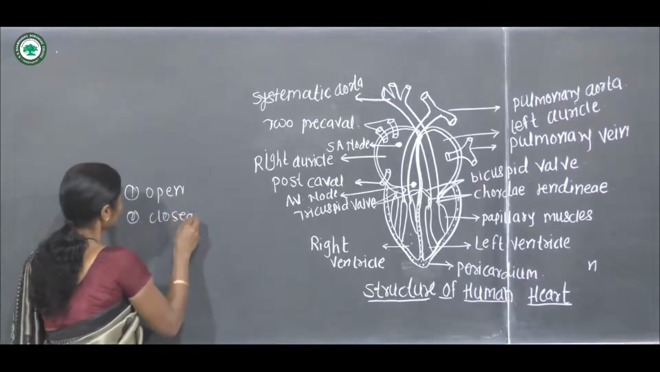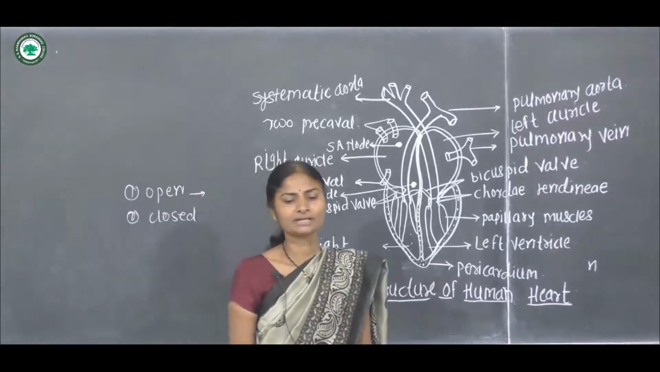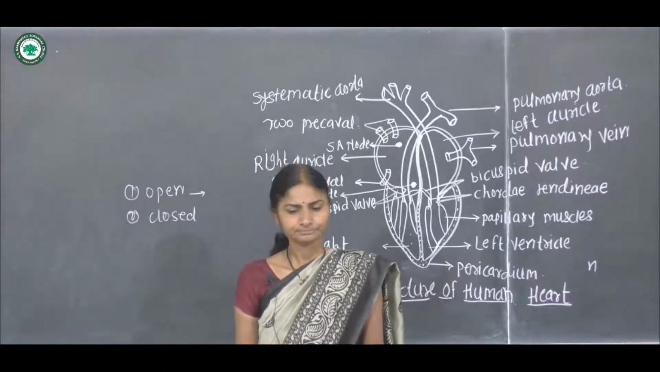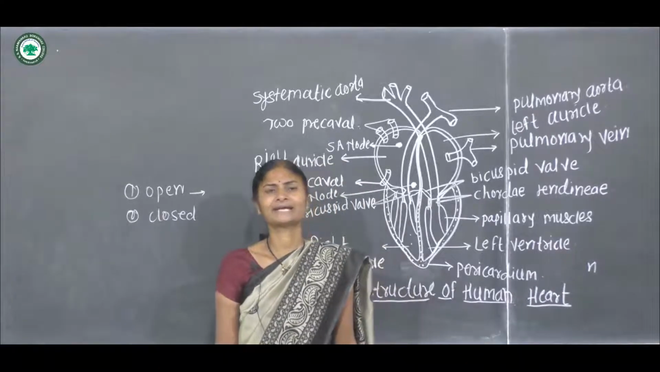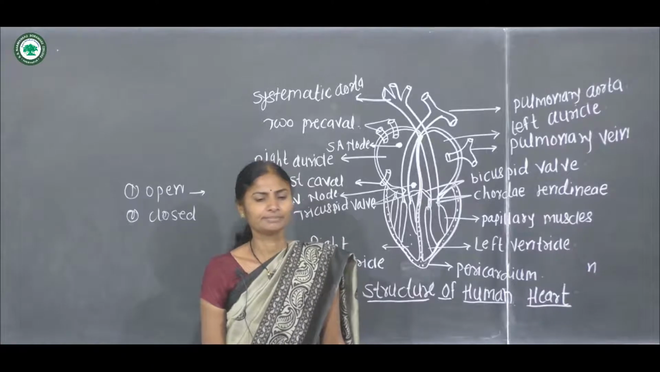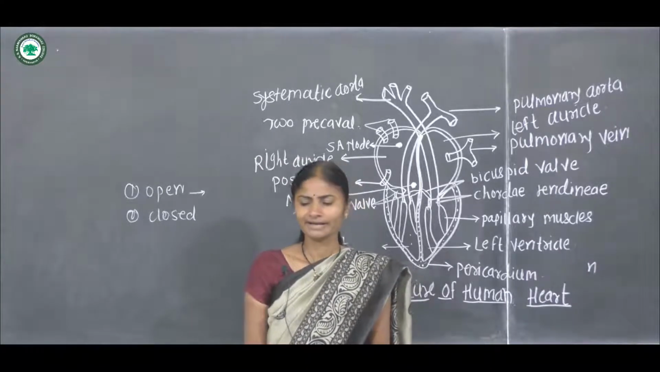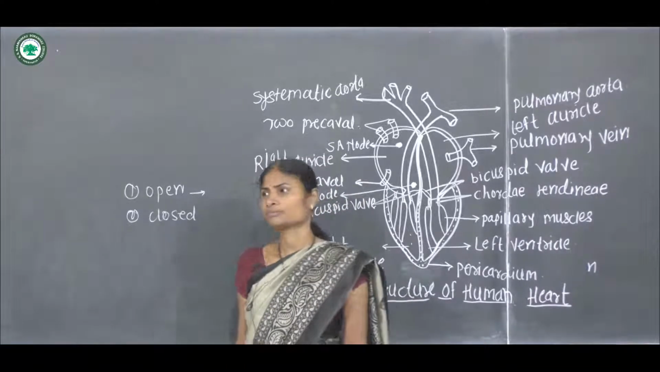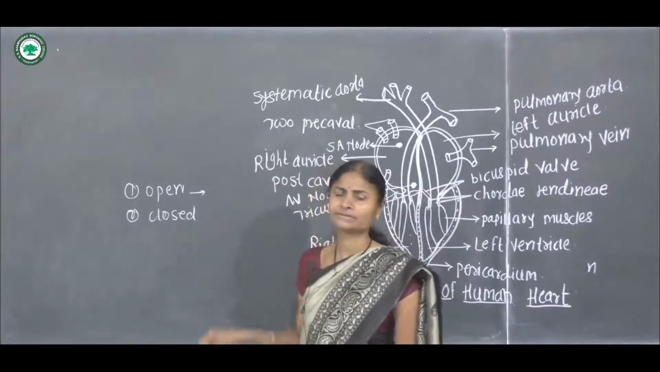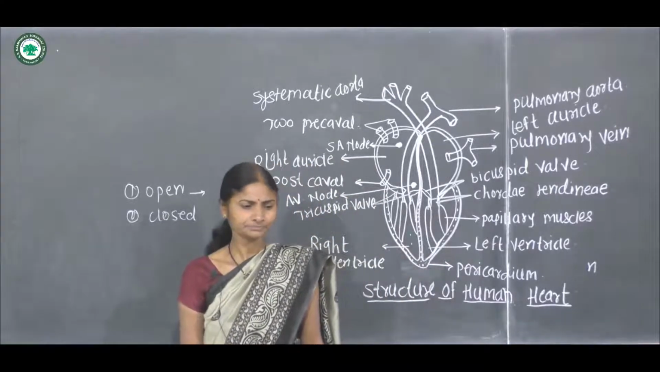Here in the open type of circulatory system, blood comes out of the vessel. The internal organs are directly bathed in the blood, for example in Arthropoda and Annelida. And in the closed type of circulatory system, blood circulates in closed blood vessels.